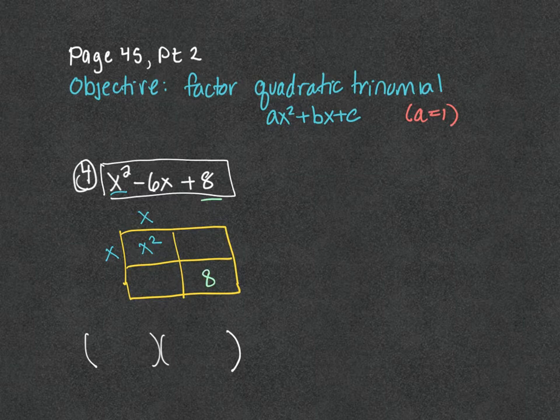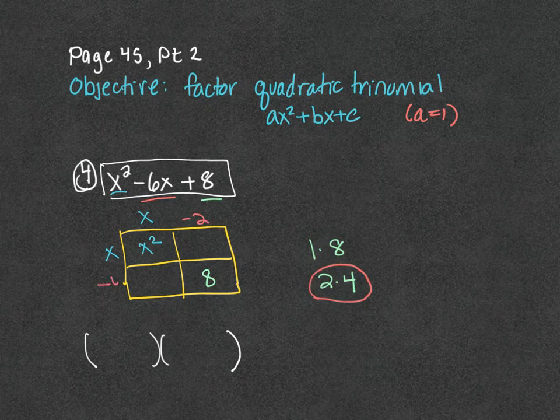And then remember that what we need to do is either think or list the factors of 8. So 1 and 8, and 2 and 4. And we need to check then for which set of factors are going to create this middle term, which happens to be a negative 6x. And so if I look at that, this 2 and 4, if I make one a negative 2 and a negative 4, are going to combine to make a negative 6.